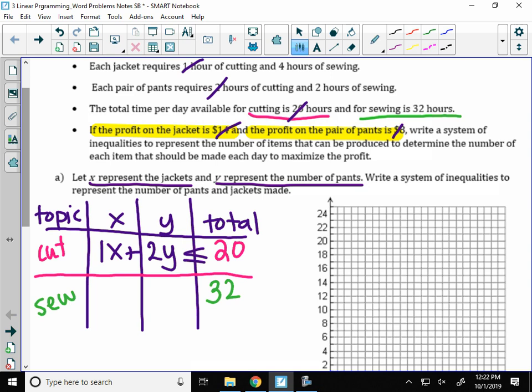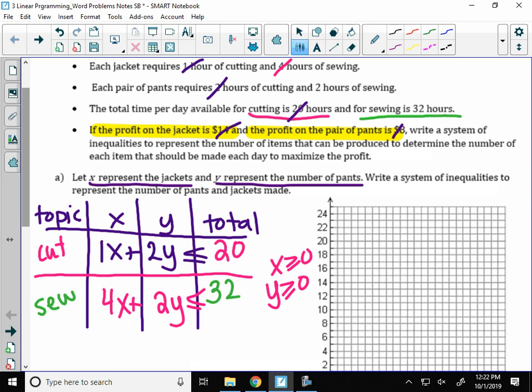All right. Sewing. How long does it take to sew a jacket? 4x plus how much for y? 2y. And again, I can't use more than 32 hours. So I'm almost done. What are the other two inequalities that I have to write down? Yeah. X is greater than or equal to 0. And y is greater than or equal to 0. Why do I have to put those? Can I have a negative number of pants and jackets?